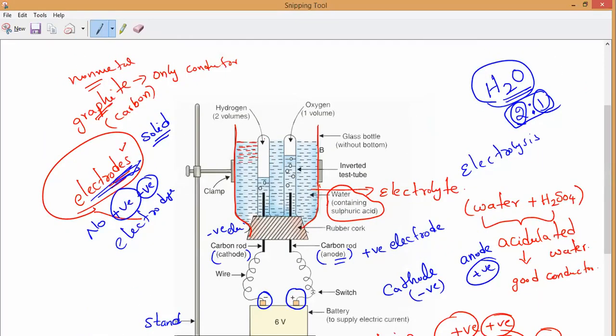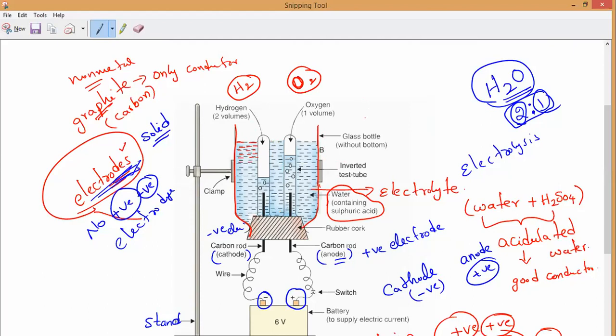Once you set this up, you make inverted tubes. Why are we making inverted tubes here? What is the use of inverted tubes? Because we have to collect the gases. This is hydrogen gas, and here oxygen gas will come. That is why we are placing inverted tubes. You have to learn this very important process, electrolysis of water. This diagram also you have to learn.